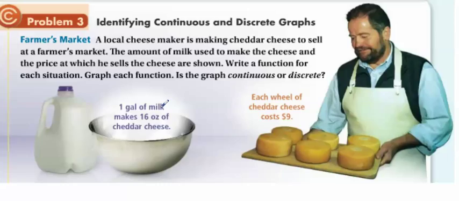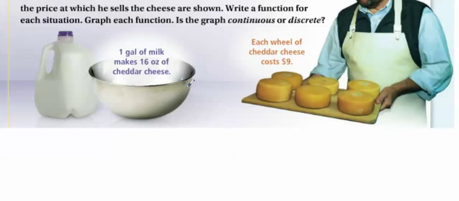This one says identifying continuous and discrete graphs. A local cheesemaker is making cheddar cheese to sell at a farmer's market. The amount of milk used to make the cheese and the price at which he sells the cheese are shown. Write a function for each situation. Graph each function. Is the graph continuous or discrete? So here you have 1 gallon of milk makes 16 ounces of cheddar cheese, and each wheel of cheddar cheese costs $9. So when you're going to do this, probably the thing that makes the most sense is to make a table of values for this.